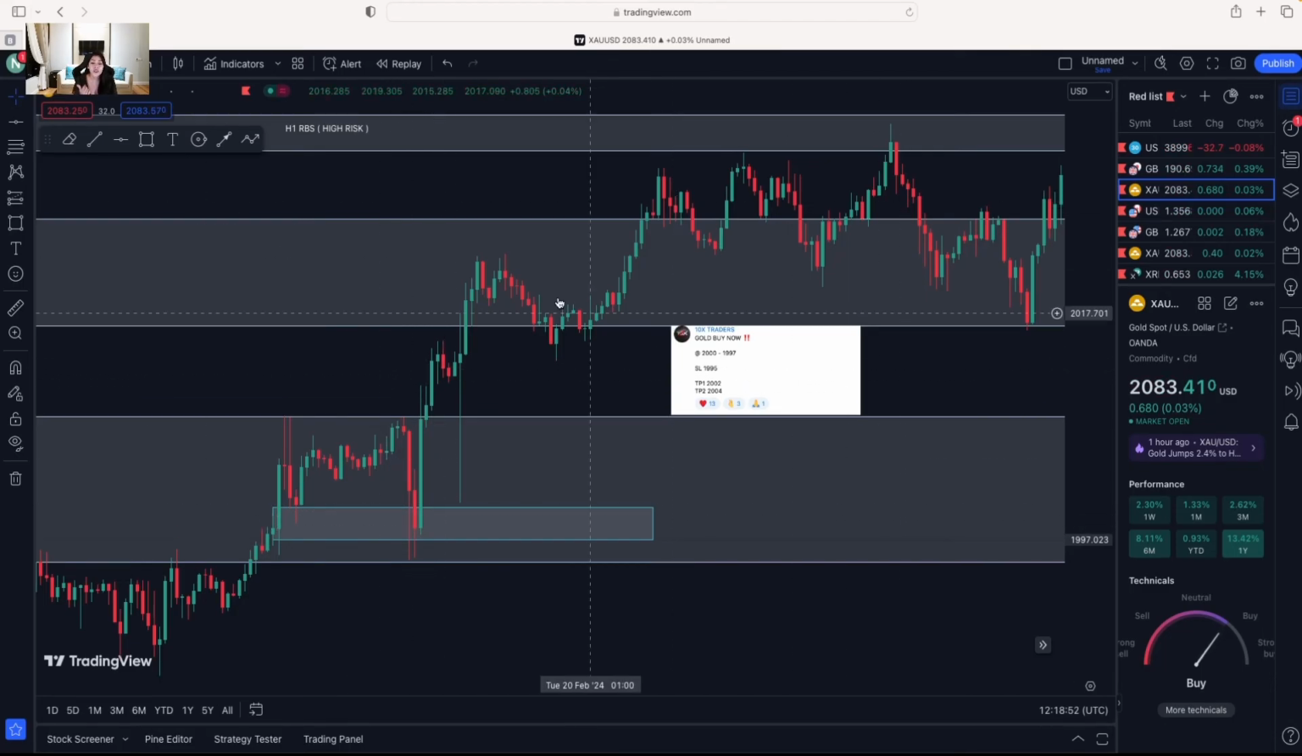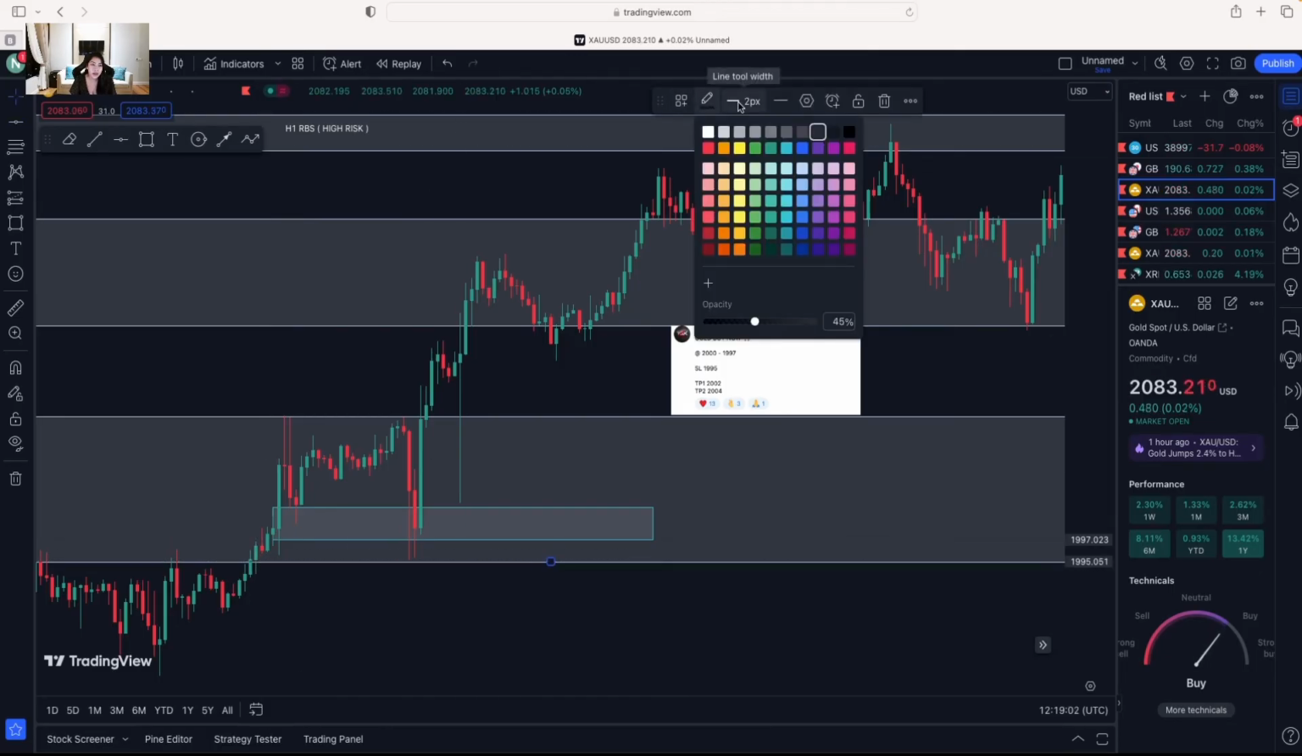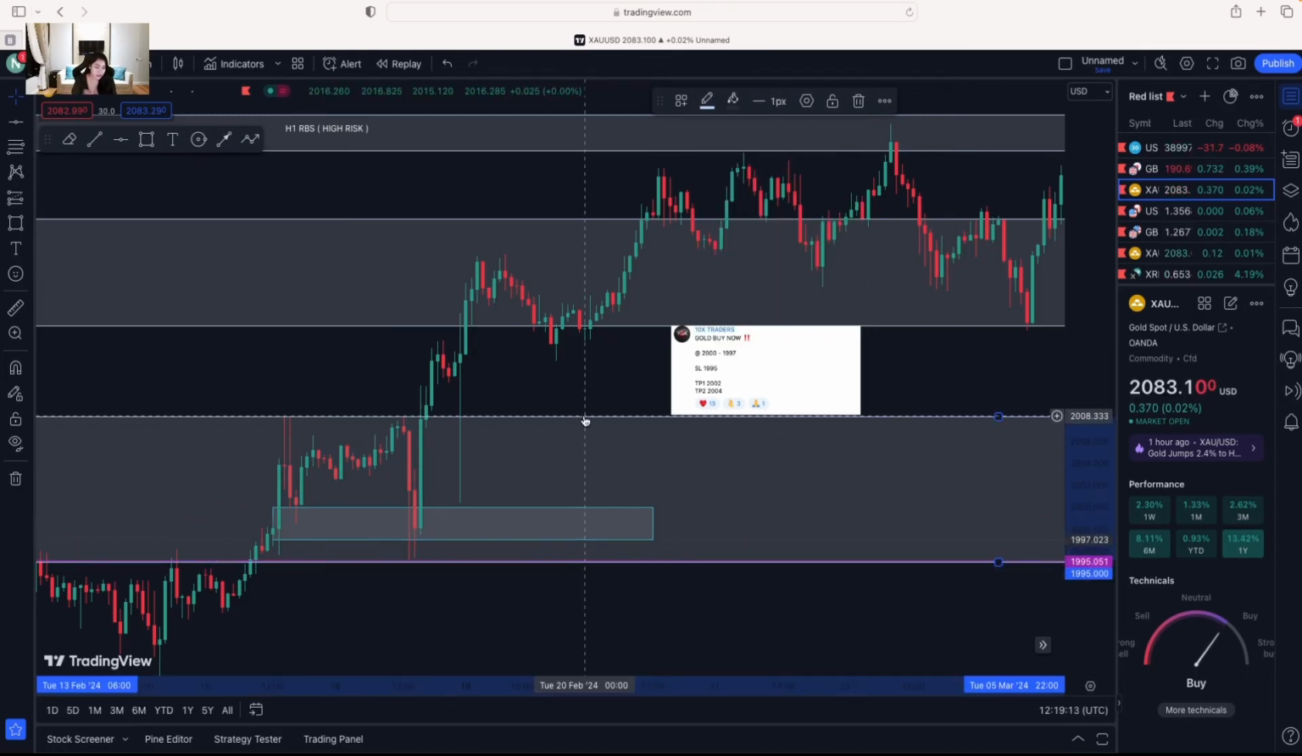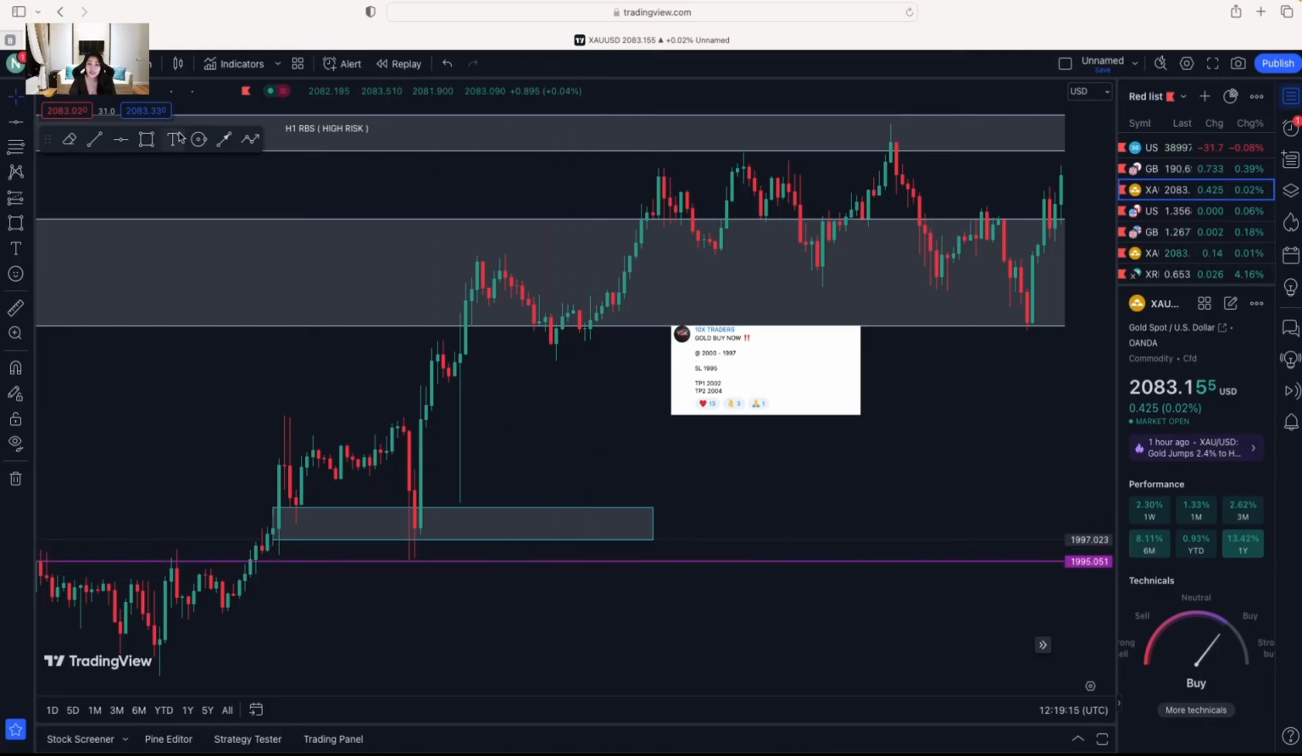I've already given you the SL, so it's very important for you to set your SL. The SL is 1995. Make sure you can see the SL. I'll take a pink color. Be alert when you see this SL. Hold on, I'll take purple. I guess I have to delete this one for you. There you go, this is your SL. Your SL is 1995. This purple line is your SL.